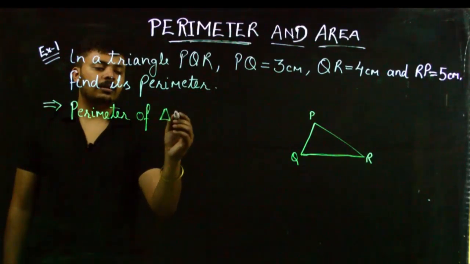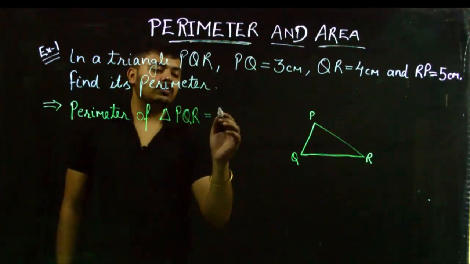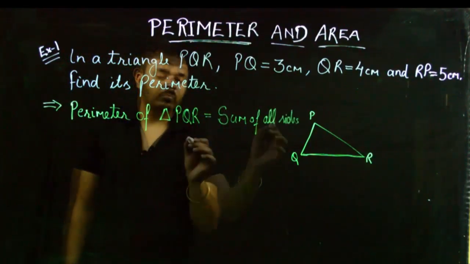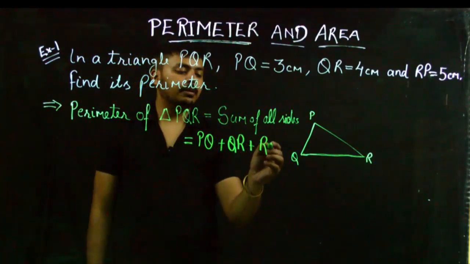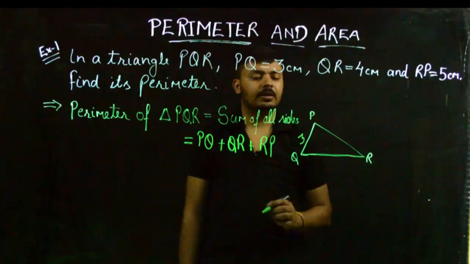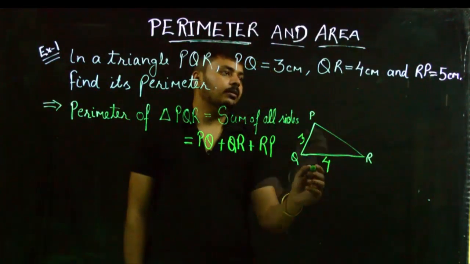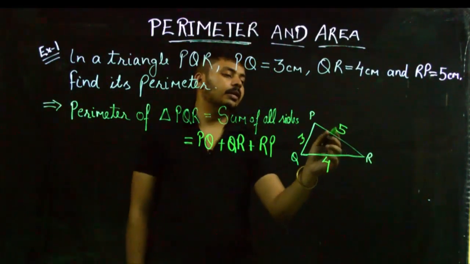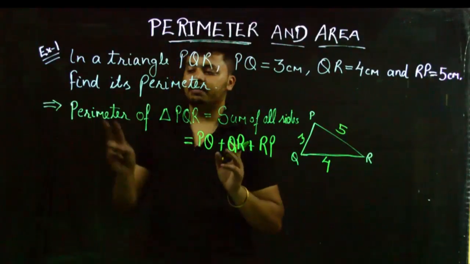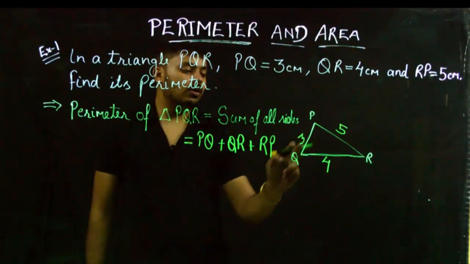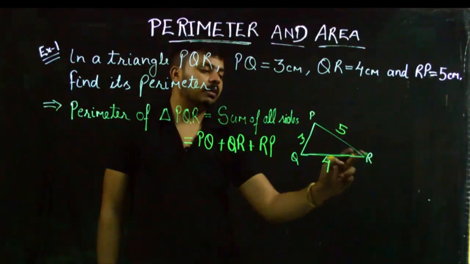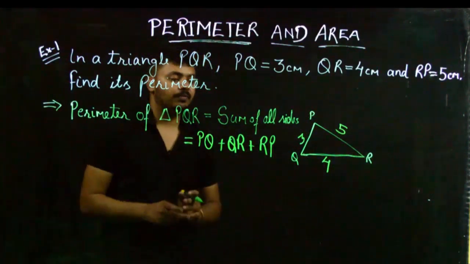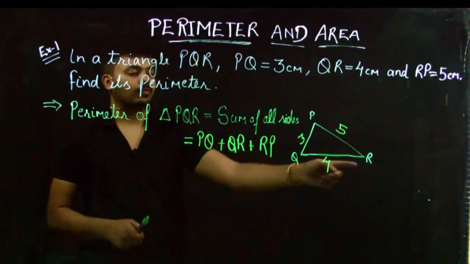Perimeter of triangle PQR is equal to the sum of all sides, that is PQ plus QR plus RP. PQ is 3 cm, QR is 4 cm and RP is 5 cm. So basically perimeter is the sum of all sides of the triangle. It means this side plus this side gives us the perimeter of the triangle, that is the outer boundary of the triangle.